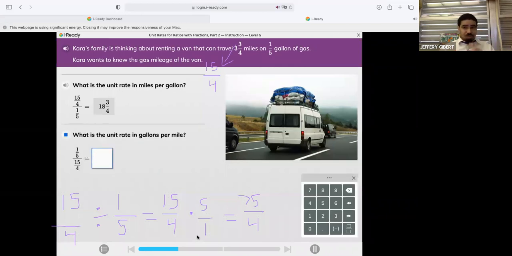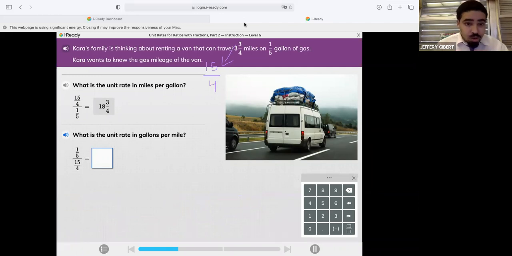What is the unit rate in gallons per mile? All right, so Quincy, how do you do this? What do you do to get the unit rate? Quincy, are you still there? All right, I'm going to do this one. I'll call on somebody else for the next one. So this one's almost done. You do the top divided by the bottom. So 1/5 divided by 15/4.